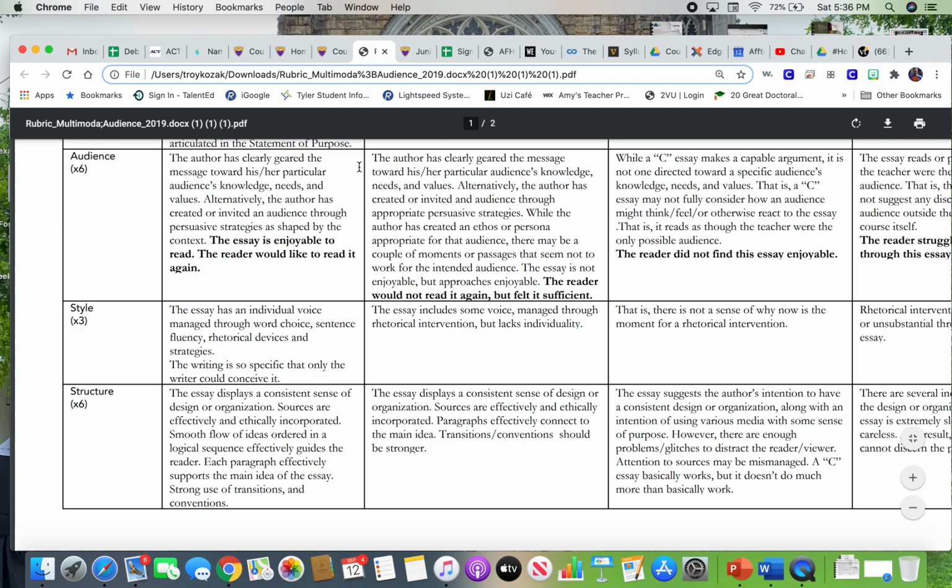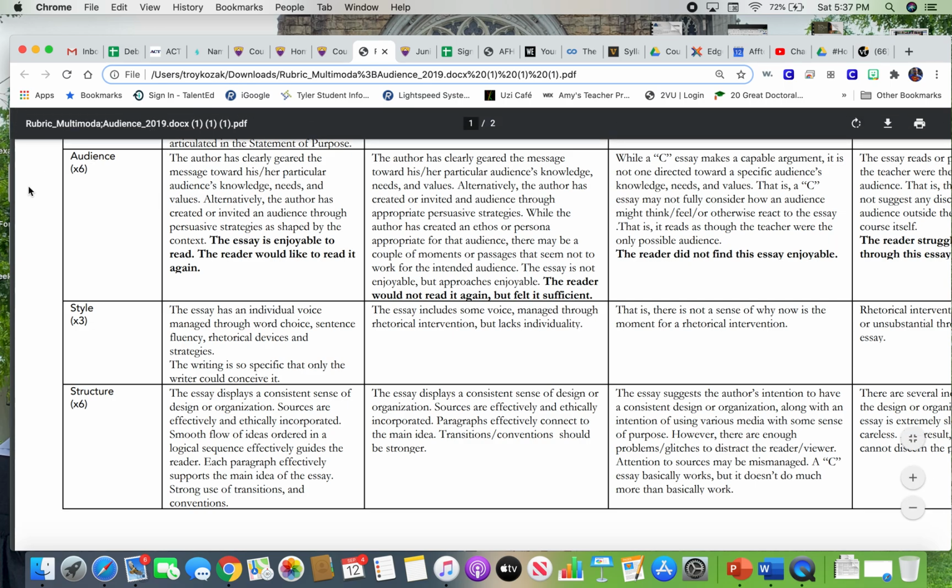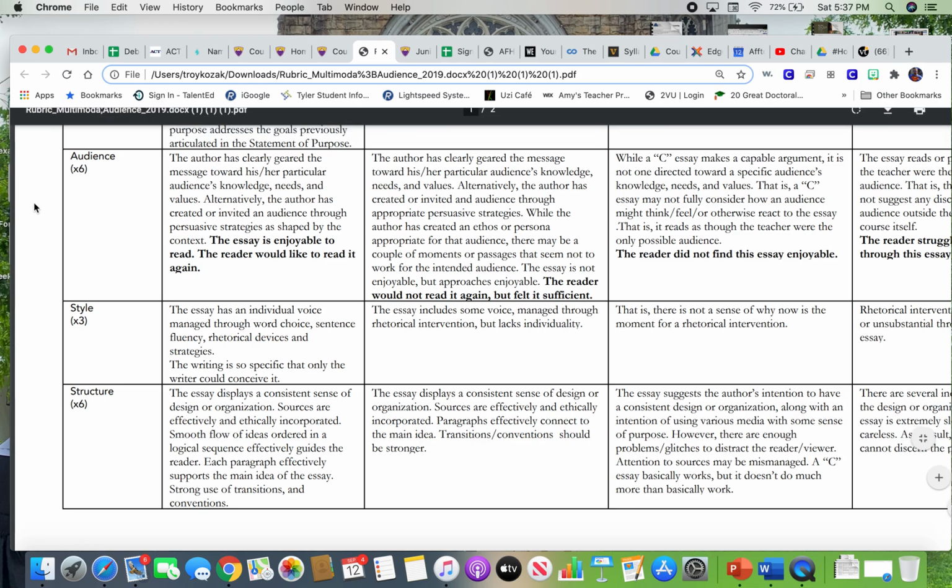And that's okay. Believe me, I've read enough essays at this point in my life that I can appreciate an essay even if I'm not part of that audience. Alternatively, the author has created or invited the audience through persuasive messaging, through shape. Again, context plays a part here. So one of the things that you're going to see about these rubrics is, man, if your audience is not clear, then your purpose probably also isn't clear, right?